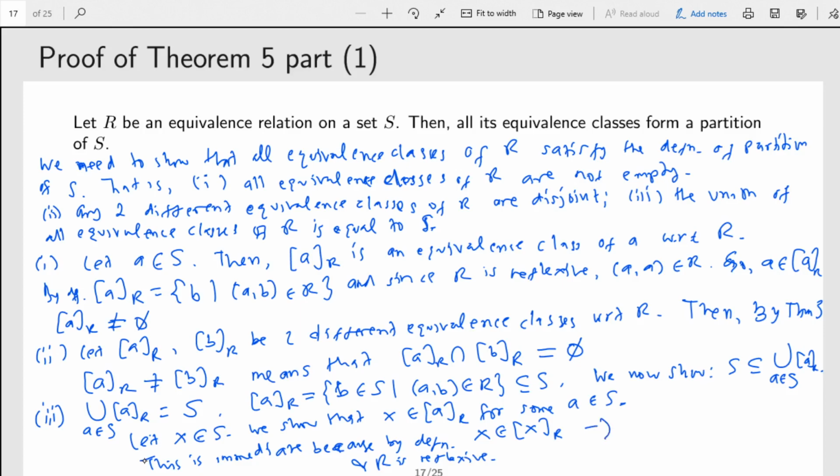So that means X is an element of some equivalence class with respect to R. This is for some A in S. So you have that, right? So therefore, all equivalence classes with respect to R form a partition of S. Now this establishes the first part of theorem 5.